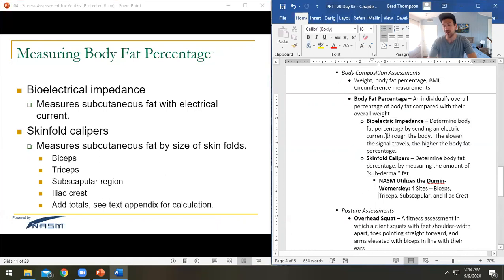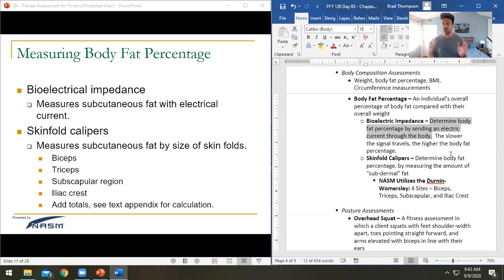So bioelectric impedance, the way that works is you are going to hold on to a little body fat tester, or maybe you're going to step onto a body fat testing scale, and it's going to determine your body fat percentage by sending an electric current throughout the body. And what that does is it measures your subcutaneous fat with that electric current, because here's what we know. We know that electricity travels through water really, really fast, but it travels through other tissues very slowly, particularly fat, right?